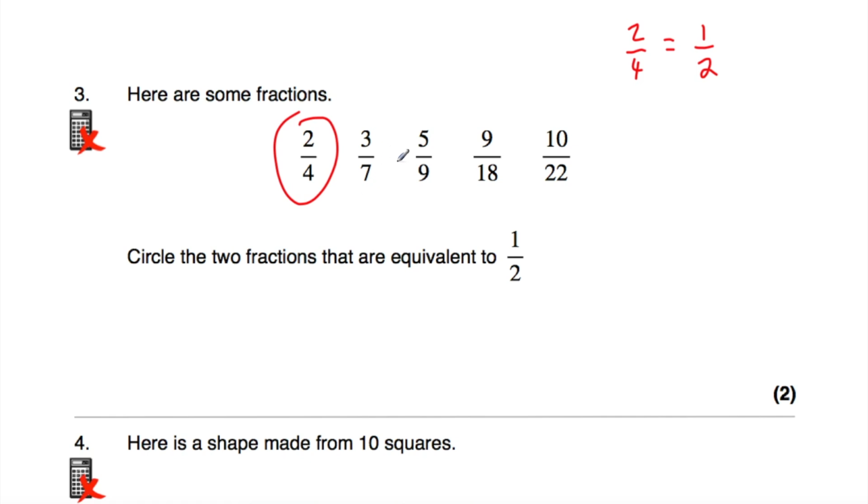So 3/7 is already cancelled down. And likewise, 5/9 is already cancelled down as well, because apart from 1, 5 and 9 have no other common factors. So that means that can't be cancelled down any further. So 5/9 is already simplified as well.